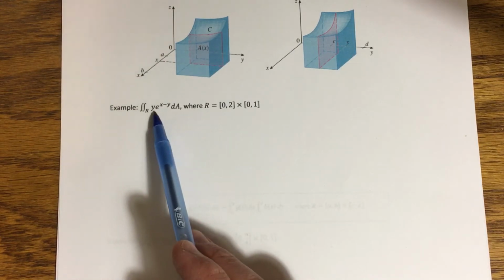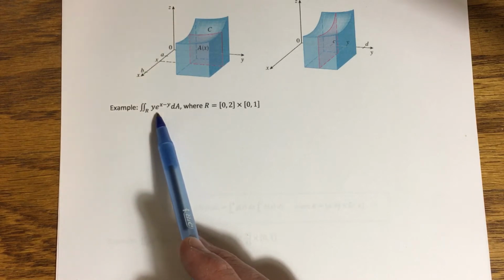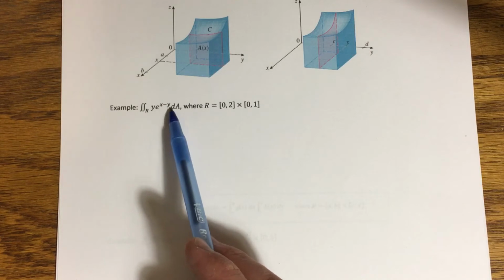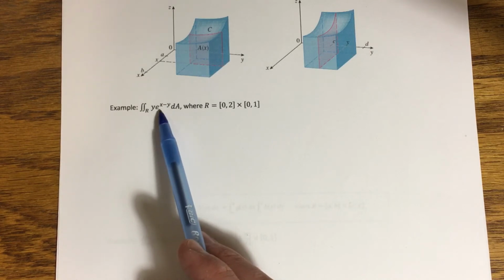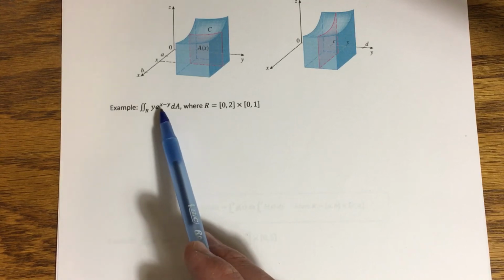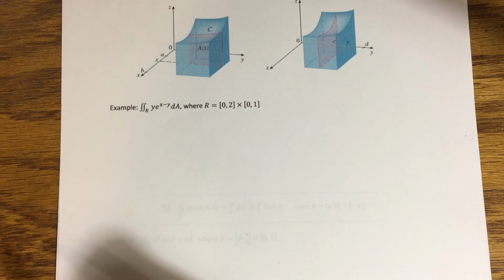So looking at this function, if I were to integrate with respect to y first, then I would need integration by parts, because y times e to the x minus y looks like a function of y times another function of y, where x is held constant. However, if I integrate with respect to x first, then I don't need integration by parts for that first step. So that's going to make things a little easier.